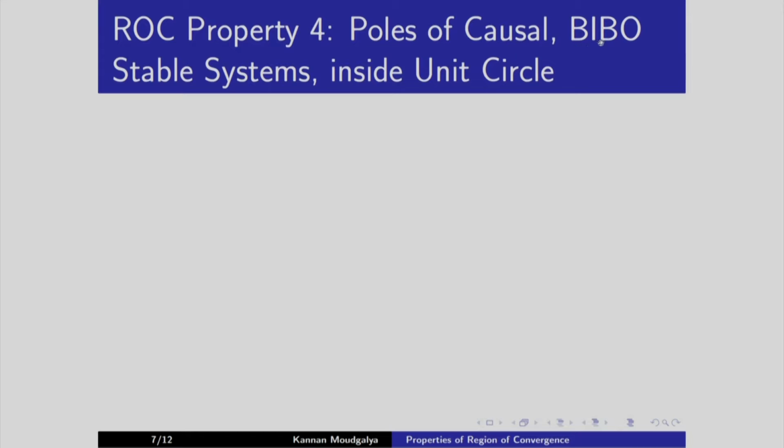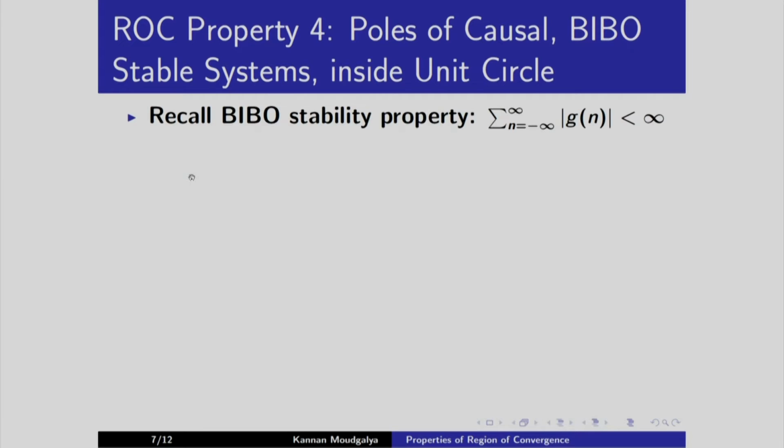Poles of causal, bounded input, bounded output, stable systems are inside unit circle. Recall this abbreviation BIBO, we saw it earlier, and in fact that gave rise to this condition, namely absolute sum of the impulse response is bounded. We derived this in fact in one of the earlier videos.